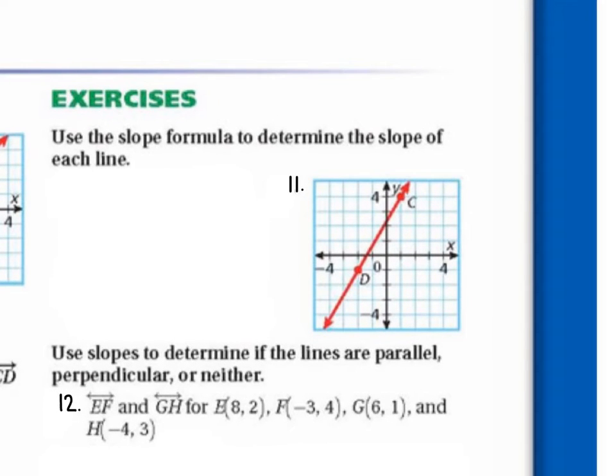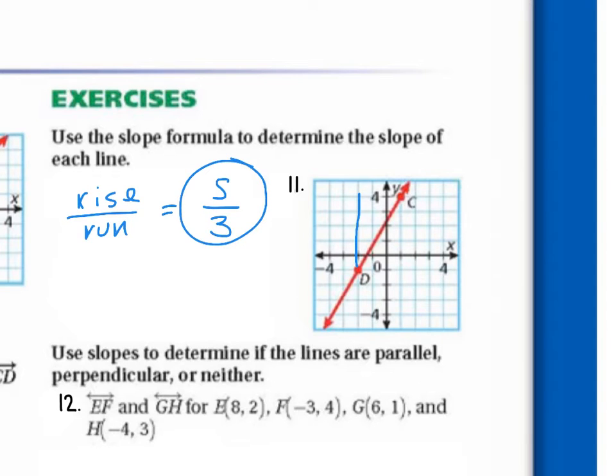Okay, use the slope formula to determine the slope of each line. So we can use the slope formula, but since it gave us the picture, what can we do? Count. So what's slope? Rise over run. So what's our rise? 5. So we're going up 5. And how many are we running? So 5 over 3 is our slope.